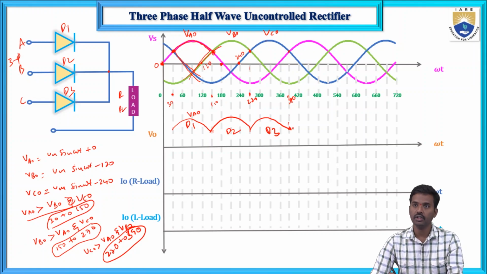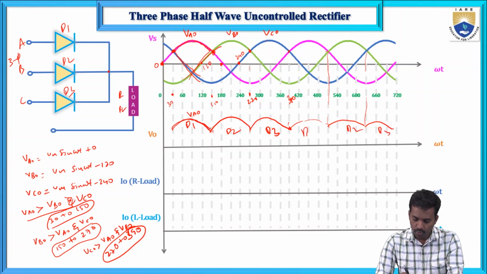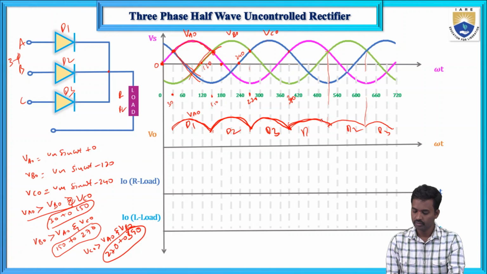Now in the same fashion it repeats, again and again: D1, D2 and D3. So this is the output voltage waveform. This is for R load.